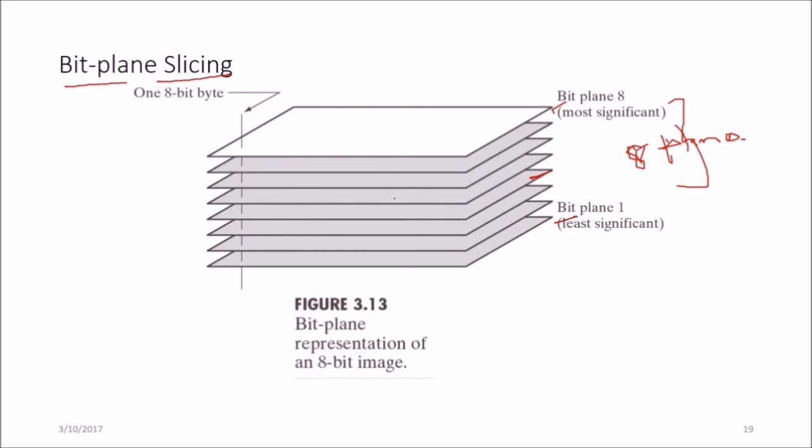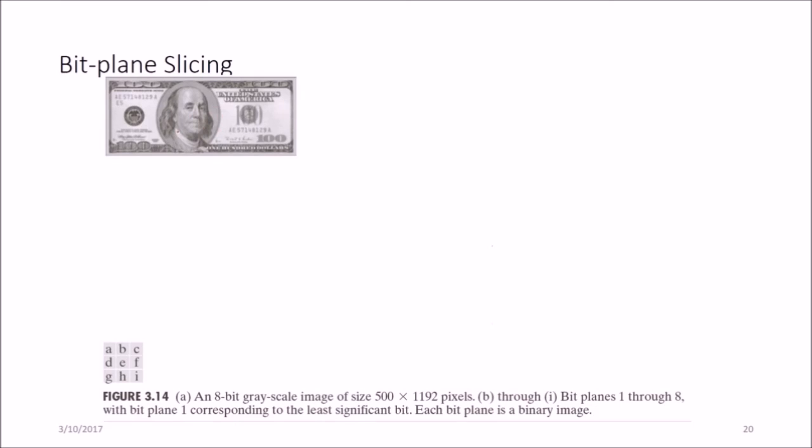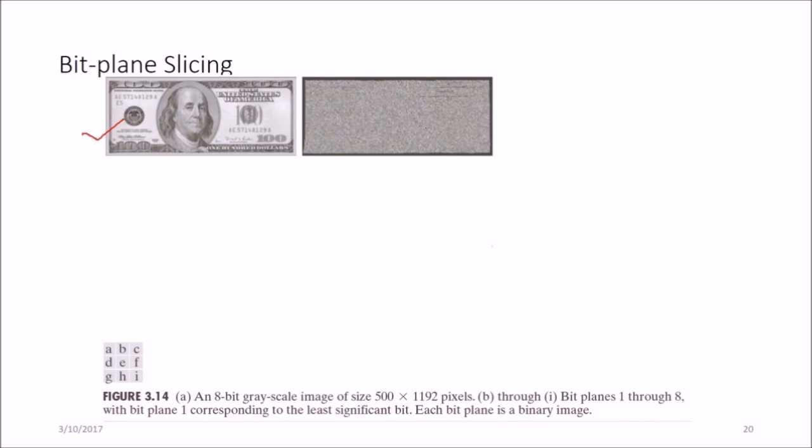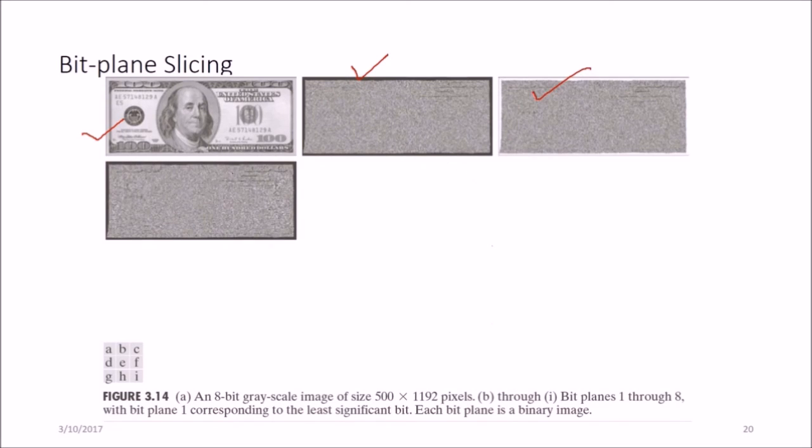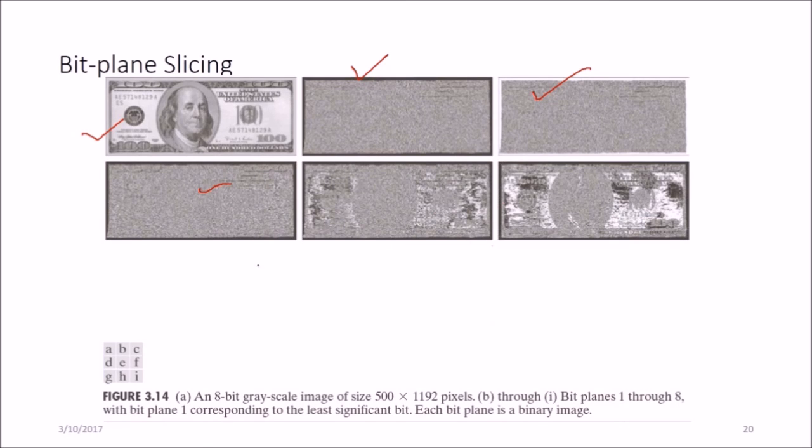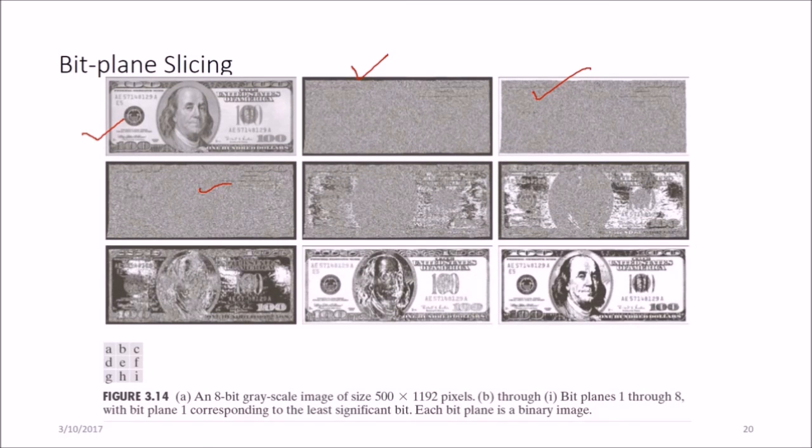Because you can slice any of these. Let us see with an example. This is an 8-bit grayscale image of size, say, 500 by 1192, and from this point, the images which are coming are bit planes, another bit plane, another bit plane. So these are all the bit planes. From this figure to this figure, bit planes 1 through 8, with bit plane 1 corresponding to the least significant bit. So each bit plane is again a binary image.